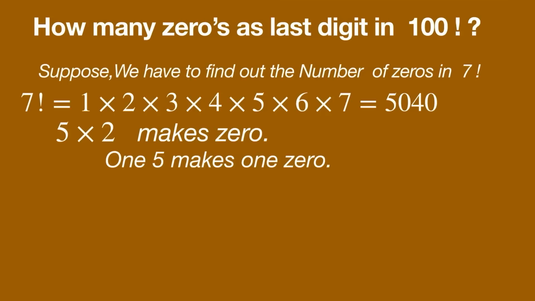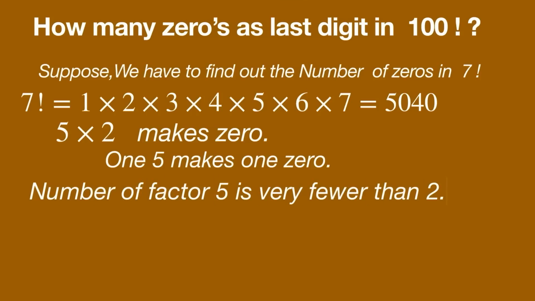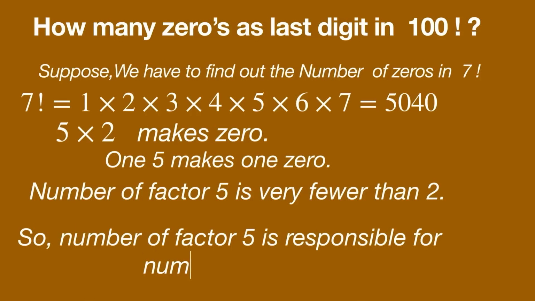So here one 5 makes one 0, we can say it, and the number of factor 5 is very few compared to 2. So the number of factor 5 is responsible for the number of 0.